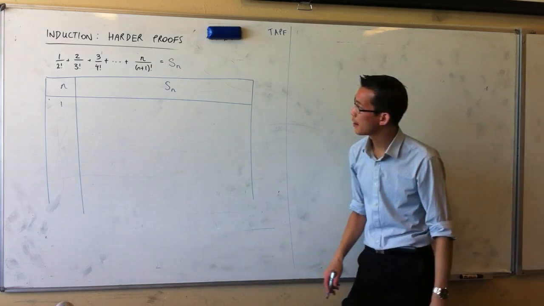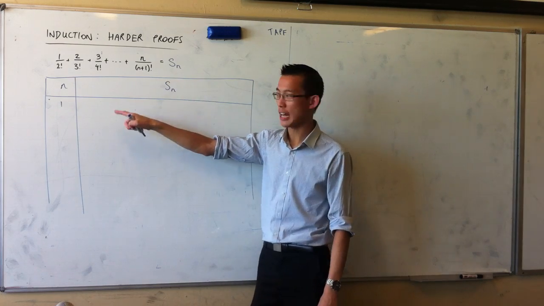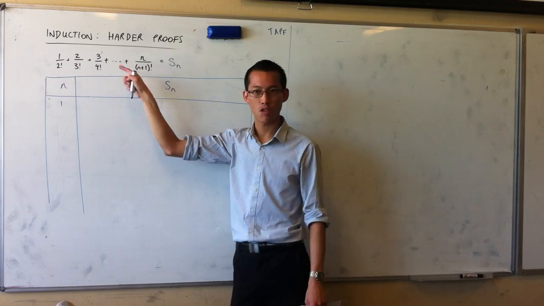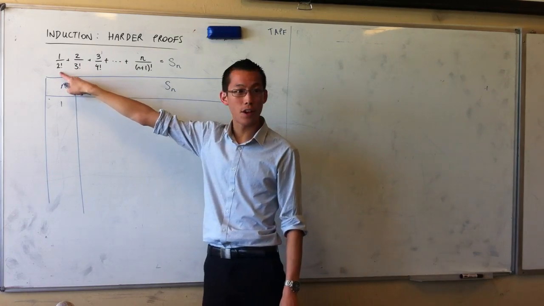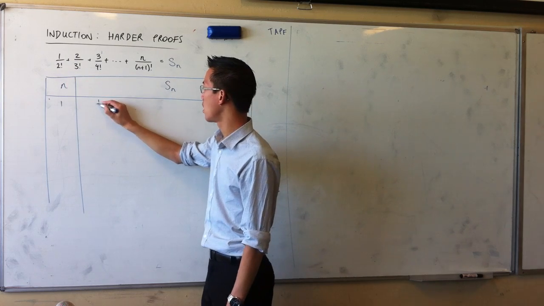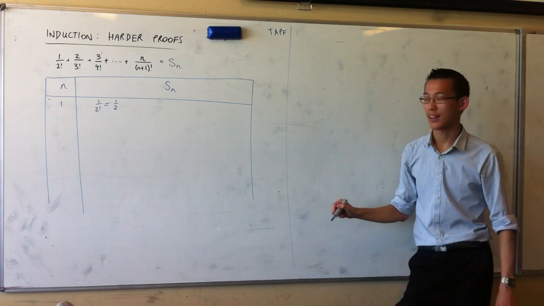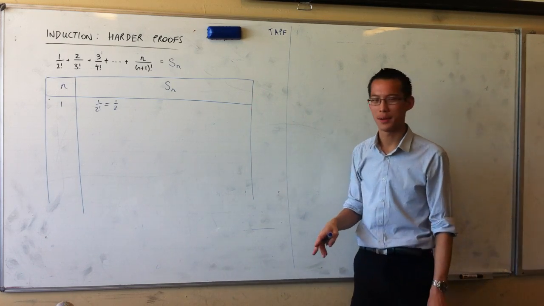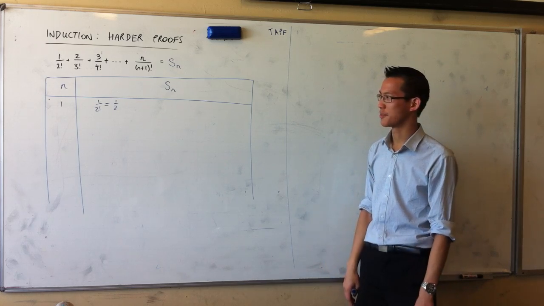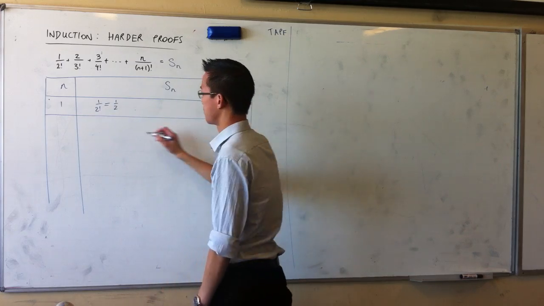Let's do 1. How many terms am I going to have? If n is equal to 1, I'm going to have 1 term, because this series has n terms in it. That means just the first one. So it's 1 on 2 factorial, which is just a half. If you're not watching this, by the way, that's fine, but let everyone else concentrate on it. All right, that was easy enough. Let's do the next one.